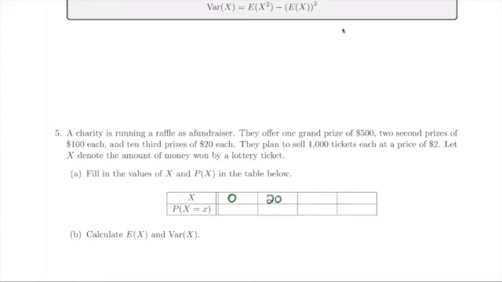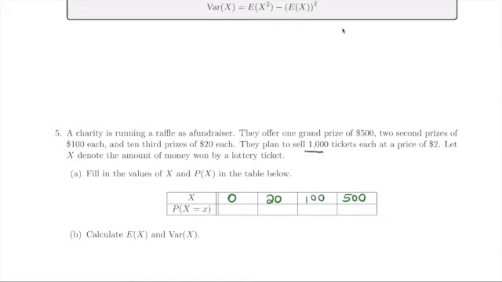It's possible that they win $20. It's possible that they win $100, and it's possible that they win $500. Right, and that's the whole possibility that would give us all of the possibilities for the random variable here. And then we can go ahead and calculate what is the probability that each of those things would happen.